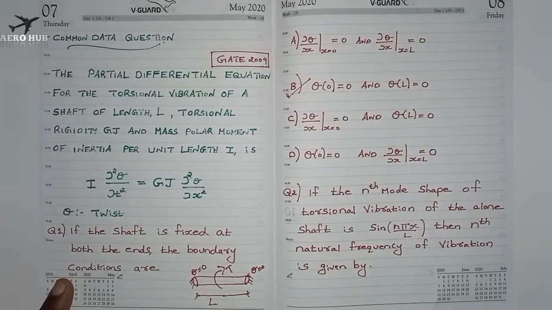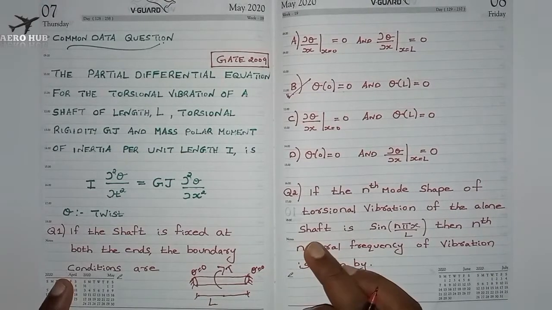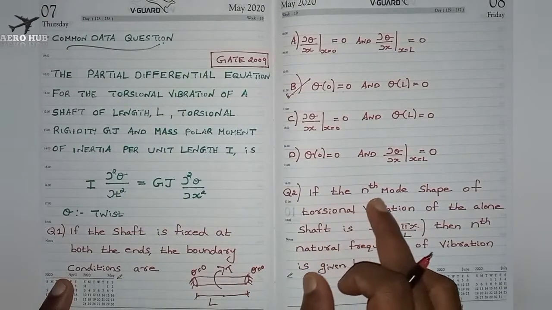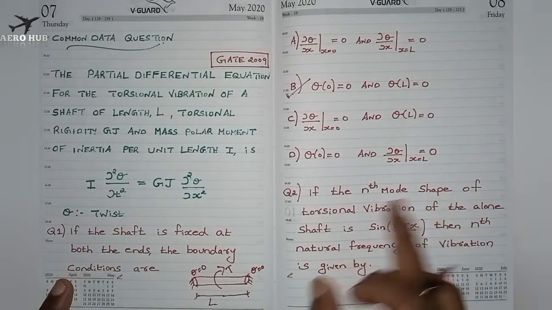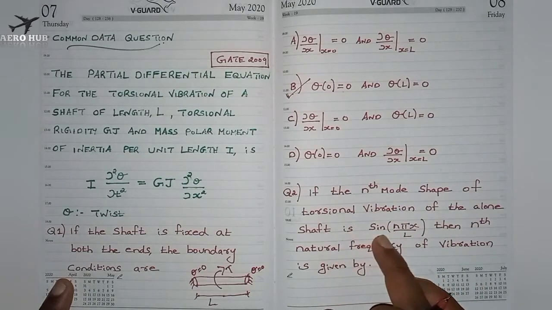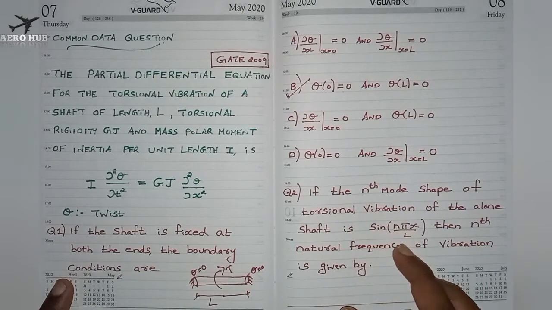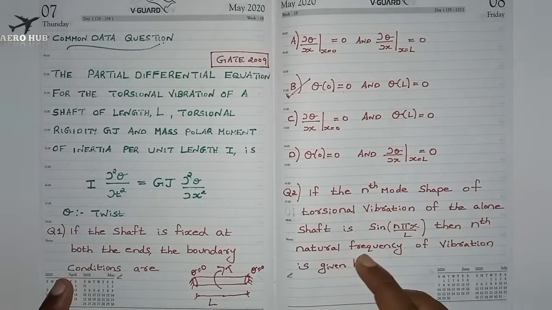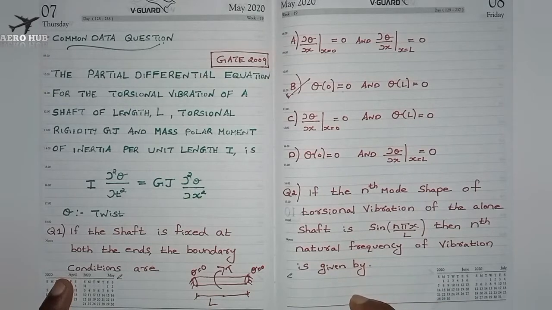Now we will go to the next question. This question is also based on the same common data. If the nth mode shape of torsional vibration of the shaft is sine of n pi x by L, this is the mode shape, a function of sine of n pi x by L, then the nth natural frequency of vibration is given by?